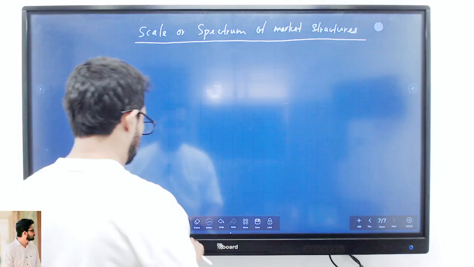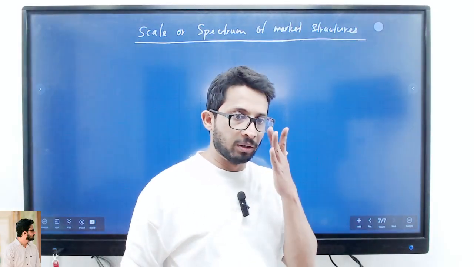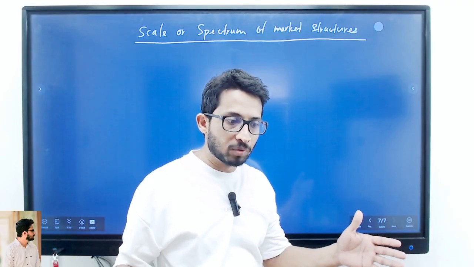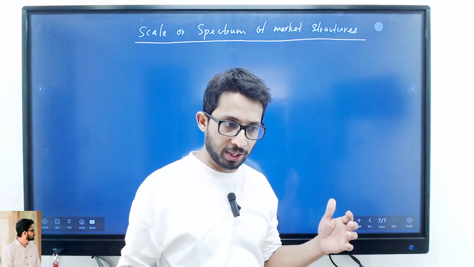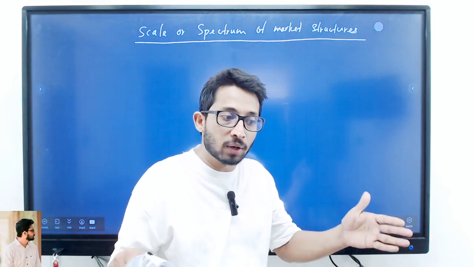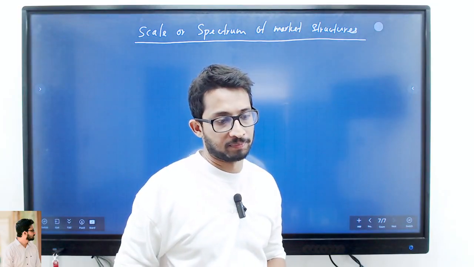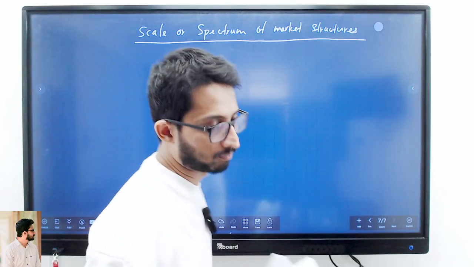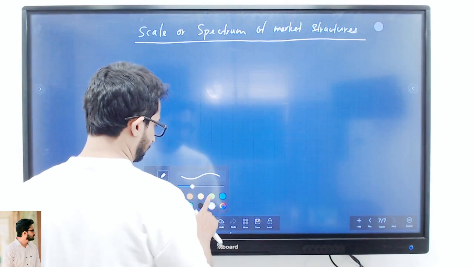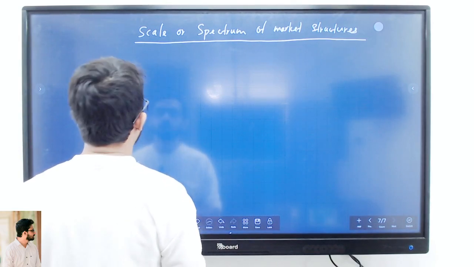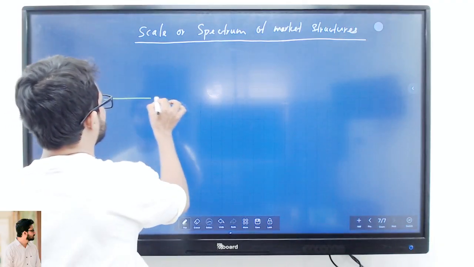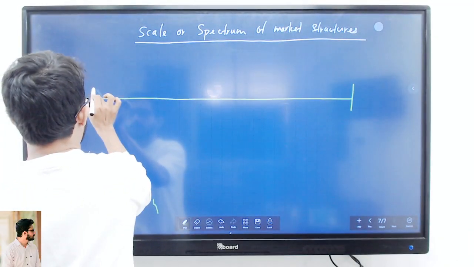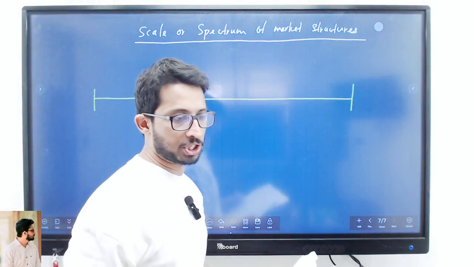Okay, I'm going to give a very brief introduction or classification for market structures. We have copied down market structures based on the level of competition. Based on what? Level of competition. This categorization is based on the level of competition.